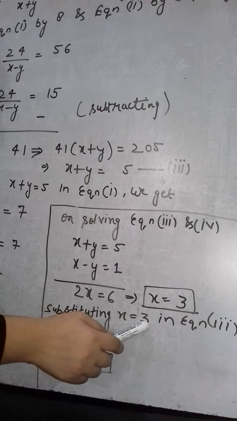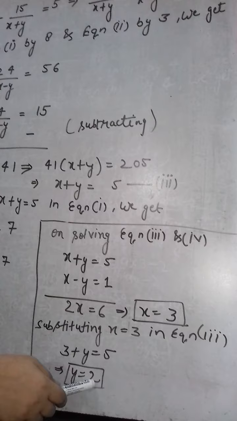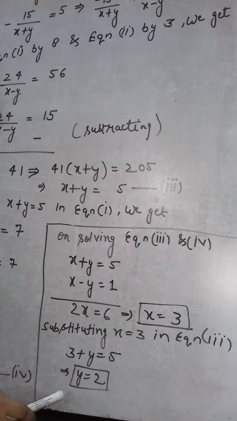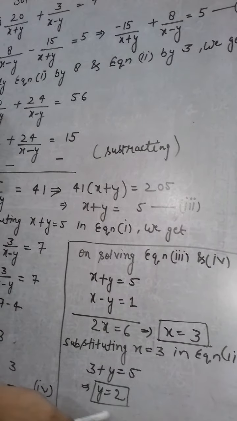Substituting x equal to 3 in equation number 3rd, we get 3 plus y equal to 5 and y equal to 2. So the value of x equal to 3 is obtained and the value of y which we got is 2. As a result, x equal to 3 and y equal to 2 are the answers.